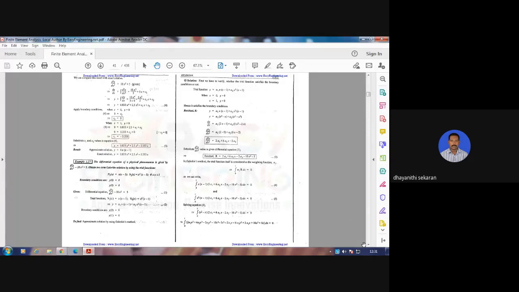The exact solution is 0.883 x power 4 plus 2.5 x squared minus 3.333 x. Just note down the exact solution, because we know the approximate method, how to do the Galerkin method. Just copy the exact solution. Just 2 minutes, copy it. Then we'll move on.